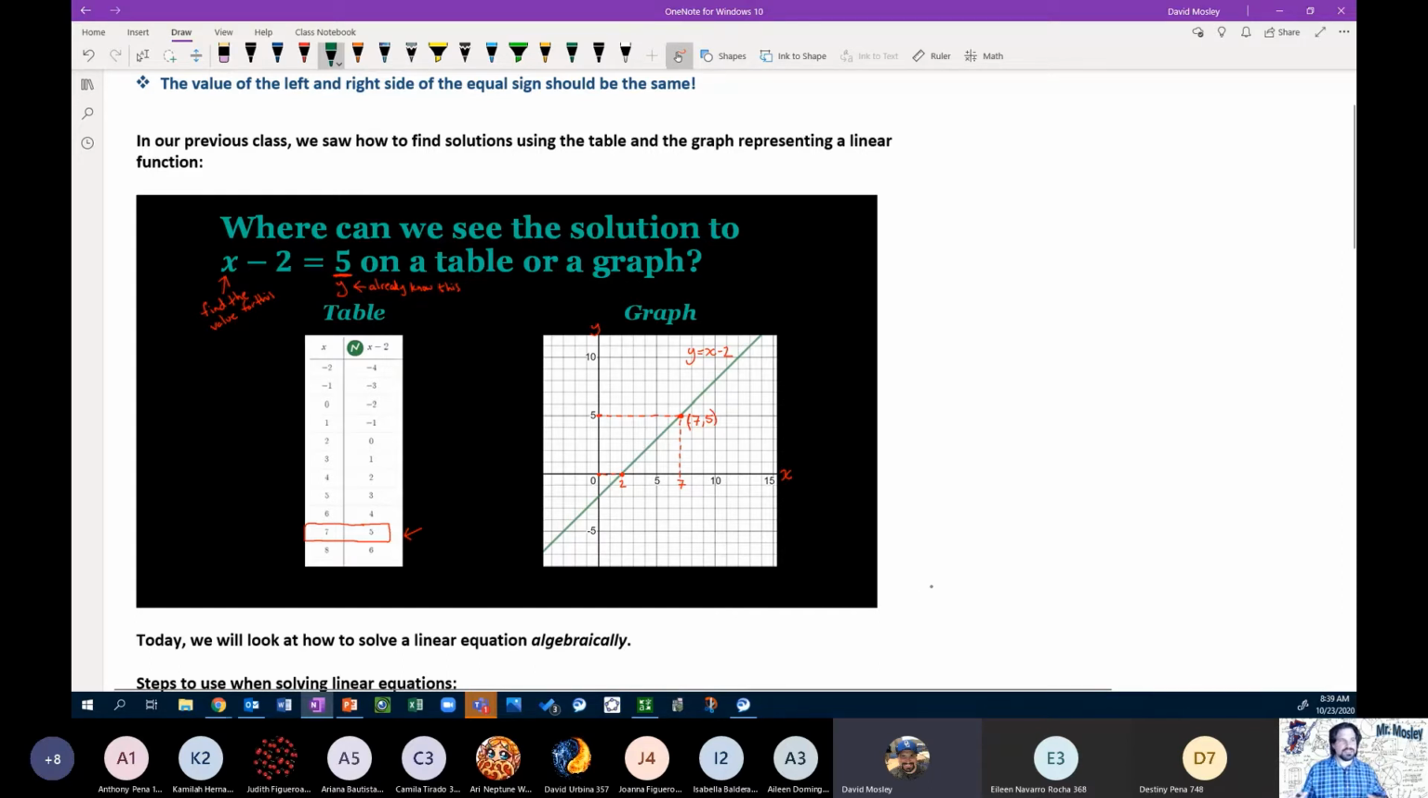Are there any questions about what we did last class? So today we're going to get into solving algebraically, which some of you may have seen before.